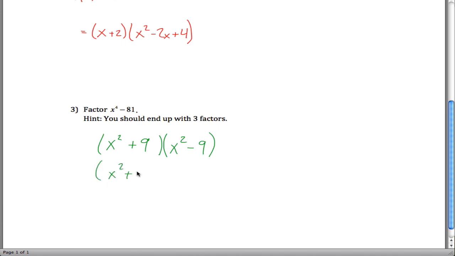And the advantage to doing that is this second factor here, x squared minus 9, is itself a difference of squares. x is a perfect square, and 9 is a perfect square, so I can write it as x plus 3 times x minus 3. And now what I've done is I've factored this into 3 factors. And again, you could check your answer by multiplying things back together, but I don't feel like it, so I'm not going to. I'm going to call this my answer and call that the end of the quiz.